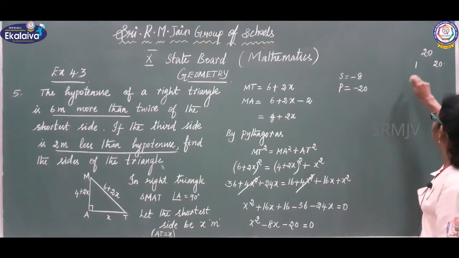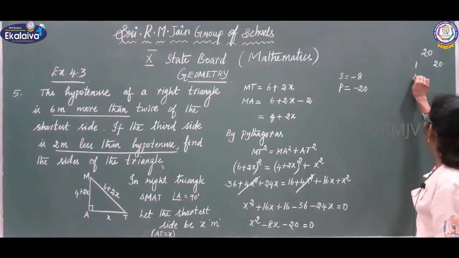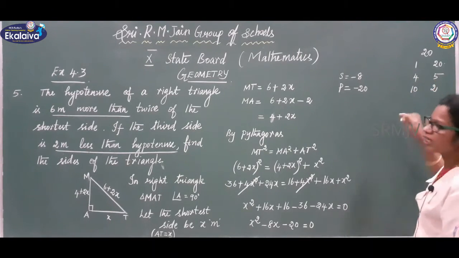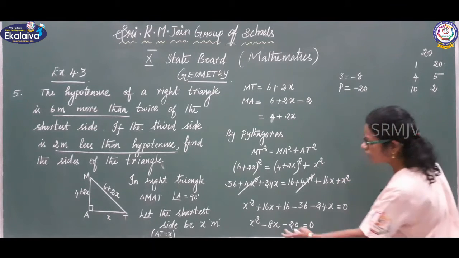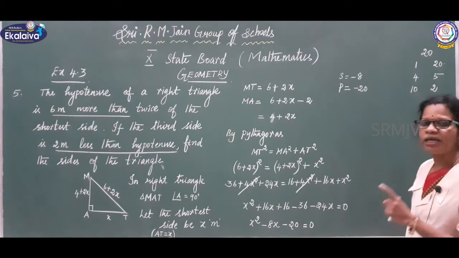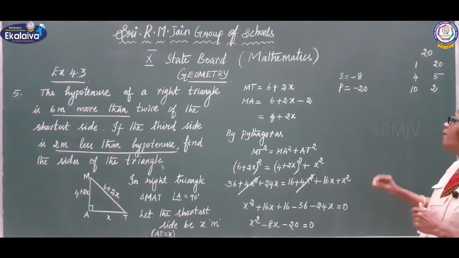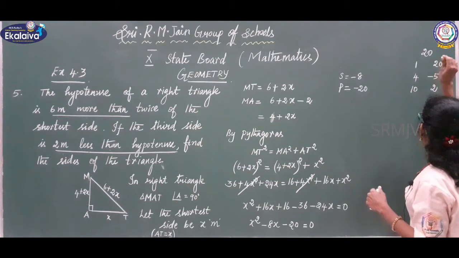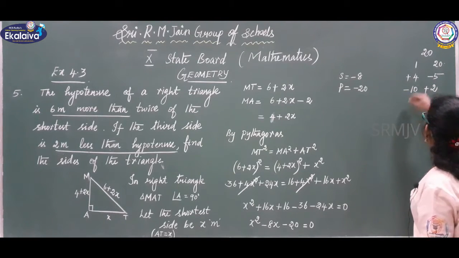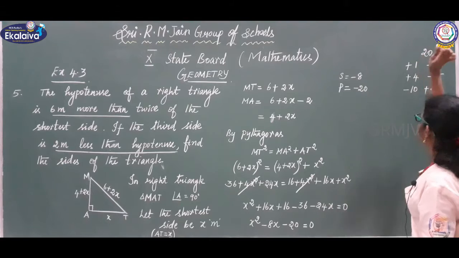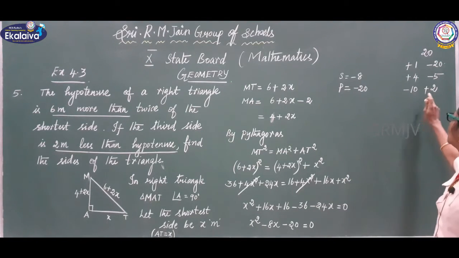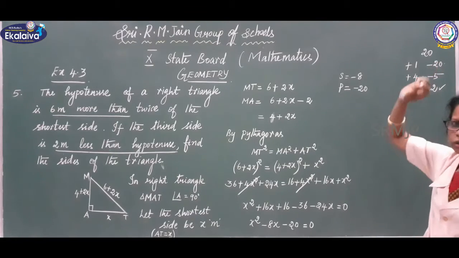Now, what are the possibilities for 20? 1 into 20, 4 into 5, 10 into 2. These three are the possibilities. Sum negative, product negative. In that possibility, bigger number negative, smaller number positive. Which is apt? Based on the sum only you can select. That means this is apt, right.